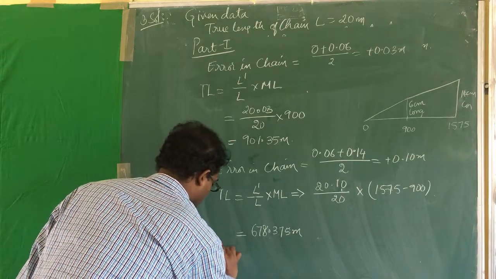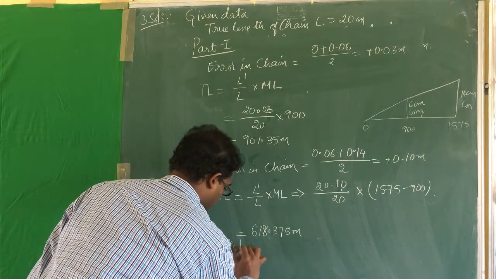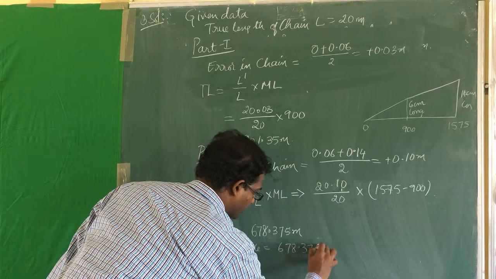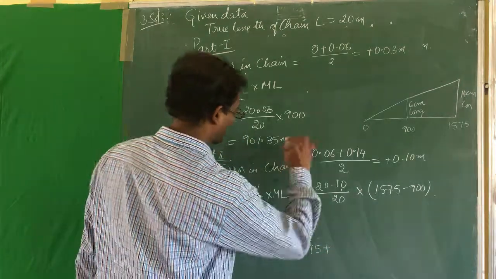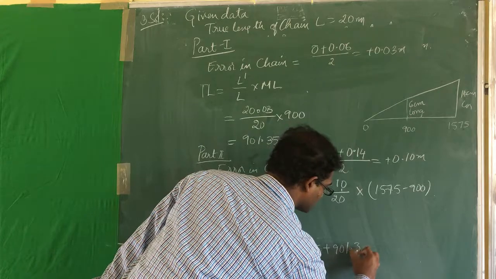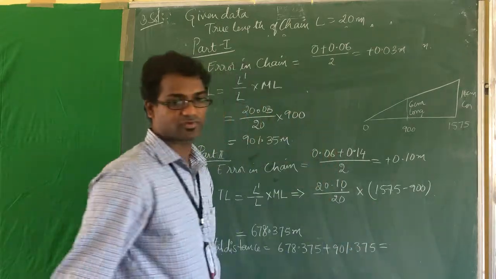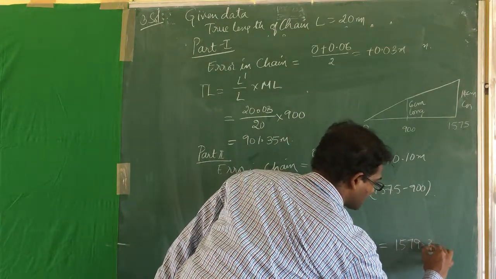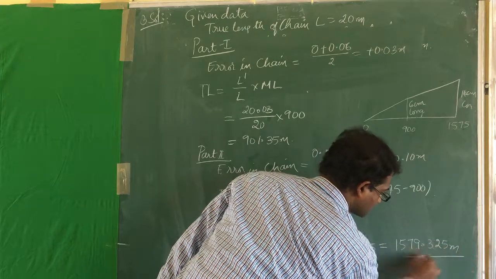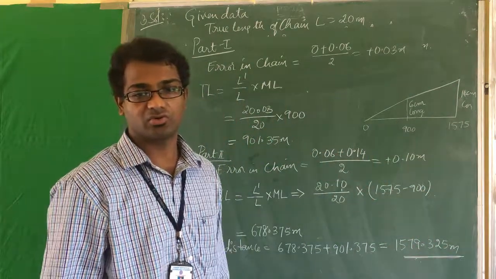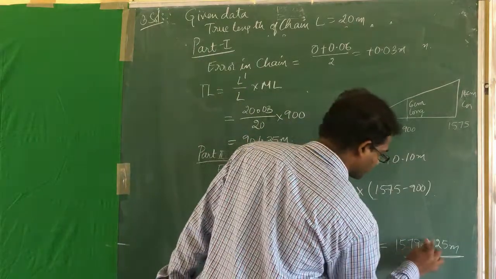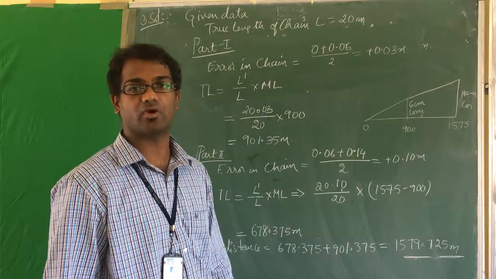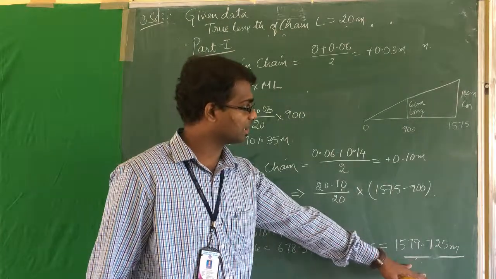So total distance equals 678.375, which is from part 2, and part 1 is 901.375 meters. And if you sum them up, you will get 1579.725 meters. This is the true total length.